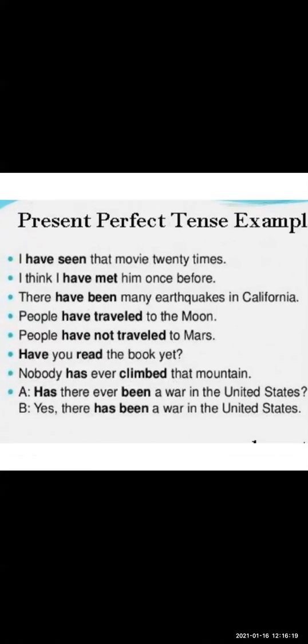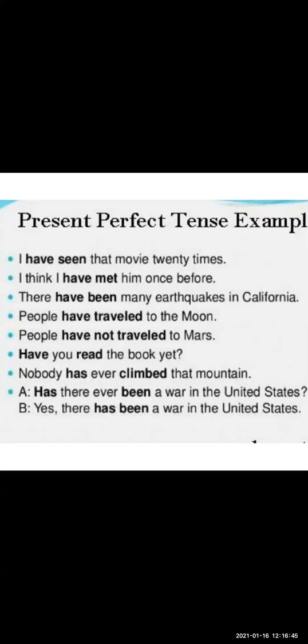Present perfect tense examples. I have seen that movie 20 times. So see here, students, the action has already happened. In a perfect tense, the action has already happened. Suppose you have already seen a movie many times. There is a very famous movie, Bahubali, right? Everyone likes to see it. You have already seen that movie 20 times or more.